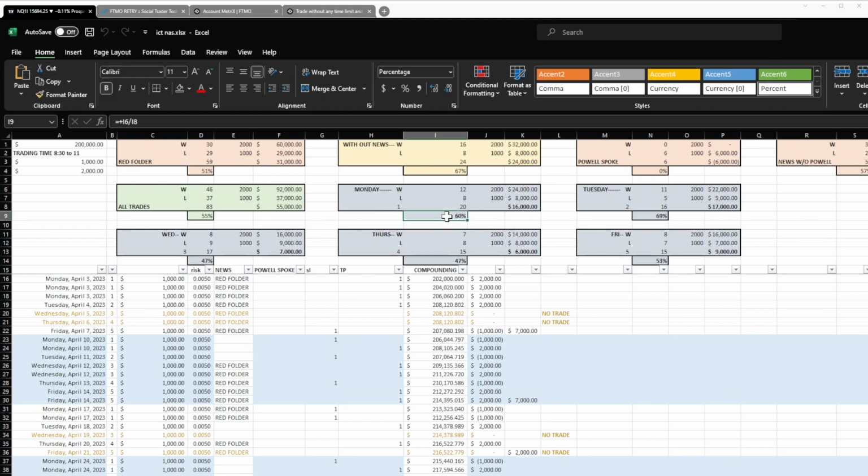I had a 60% on Monday, 69% on Tuesday, and then my win rate dropped down on Wednesdays and Thursdays, and then Friday I had a 53% win rate. So that's pretty much all the information.